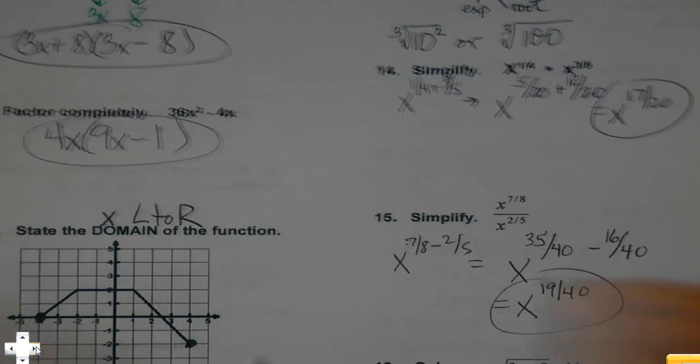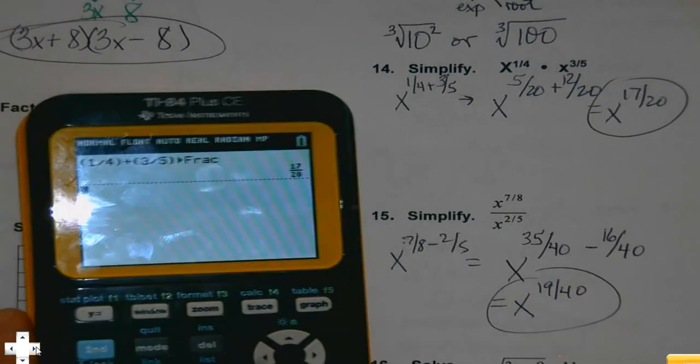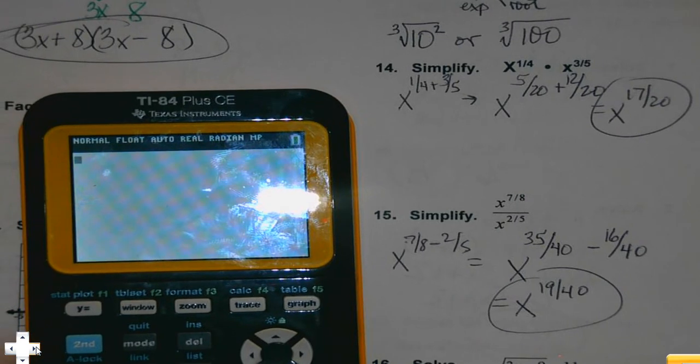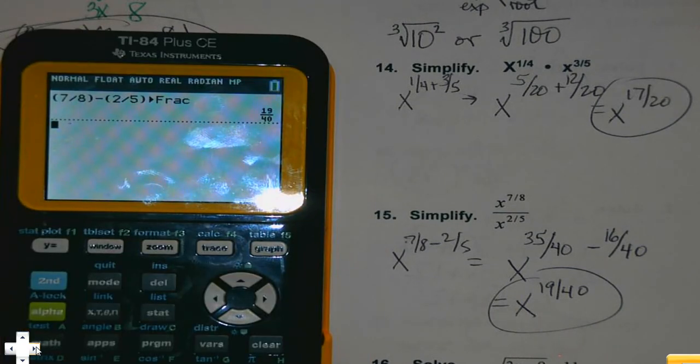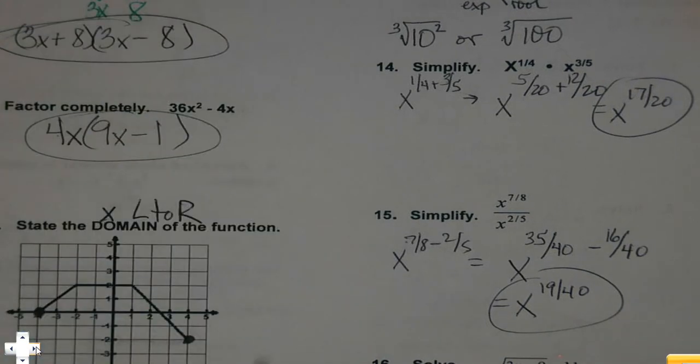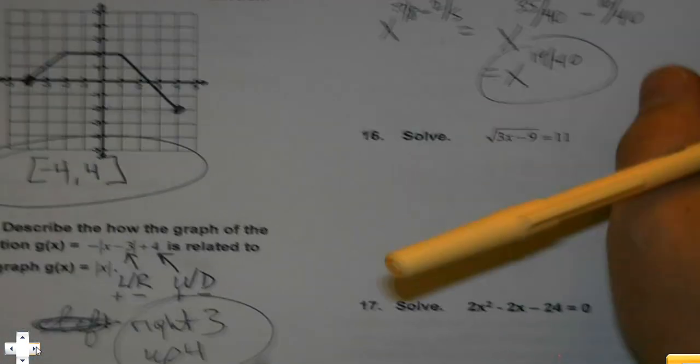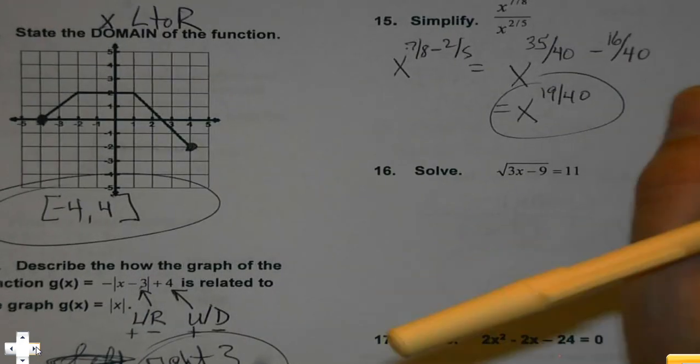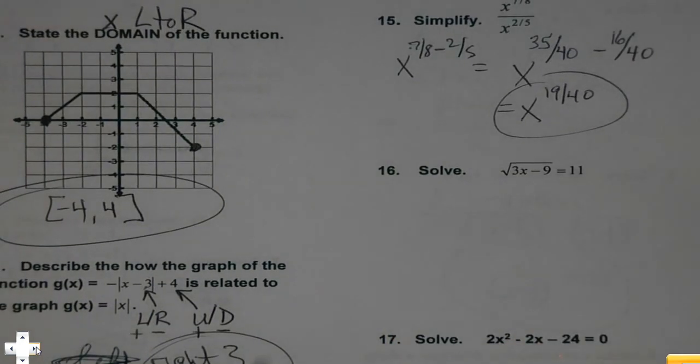And just like we did on the last one, if I just want to take my 7/8 minus my 2/5 and math enter, there's my 19 over 40. Oops, see a little better up there. So again, you have options. Okay, a lot of this is just, have you gotten enough practice to feel comfortable with it? If you haven't, that's where it might start biting you in the butt.